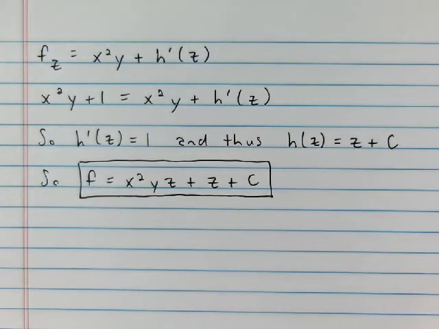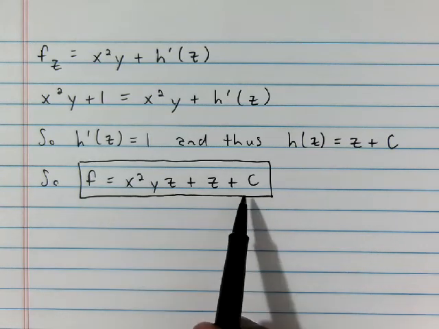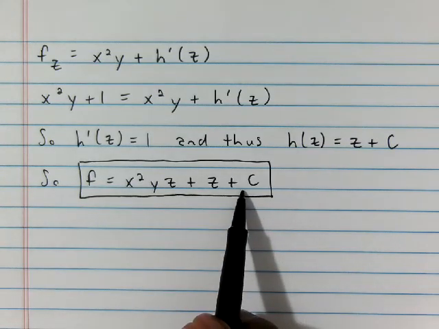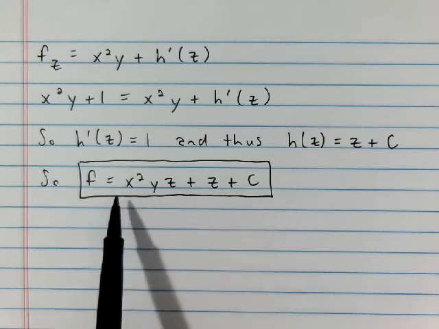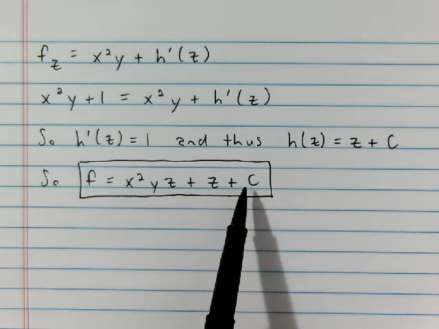And when you're doing a problem like this, you can always check your answer because you can take this function that you have here, take its partial with respect to x, its partial with respect to y, and its partial with respect to z, and make sure you get those original 3 partials that you were supposed to have.